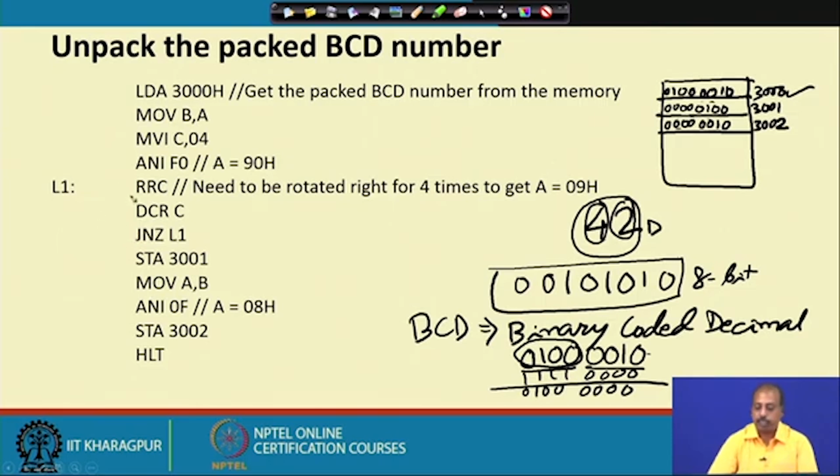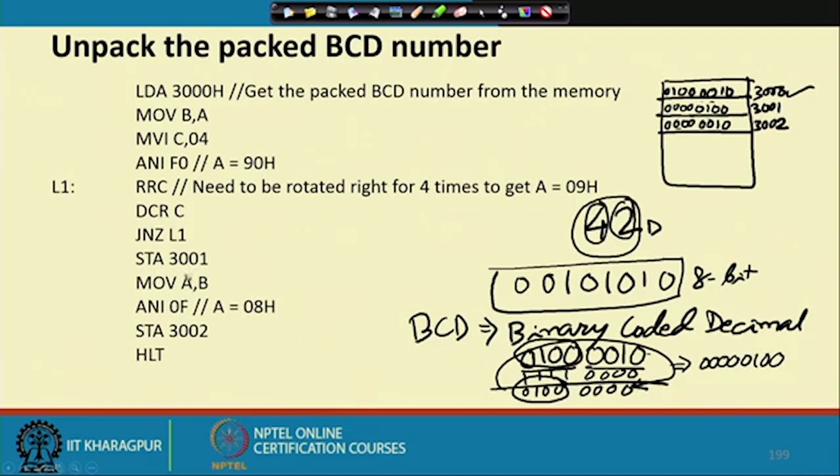As a result of rotating right, the result part will be rotated and come to this side. After this rotation, the result will be 0 0 0 0 0 1 0 0. That is what we want to store. So, the accumulator content is like this, and that value will be stored at location 3001.